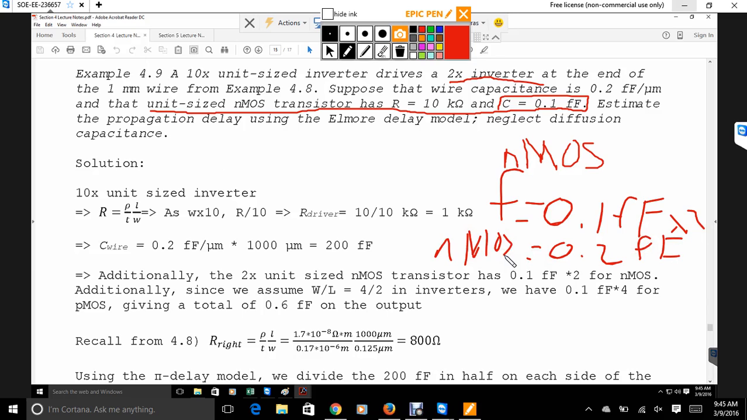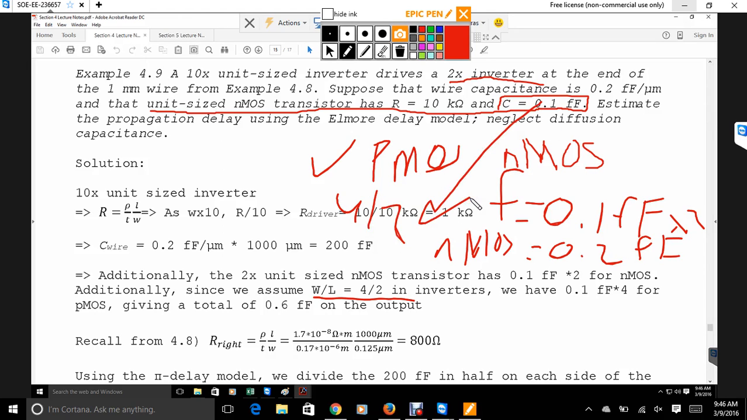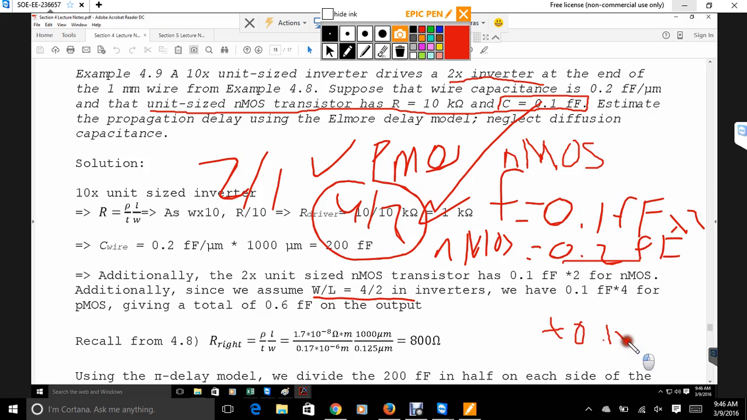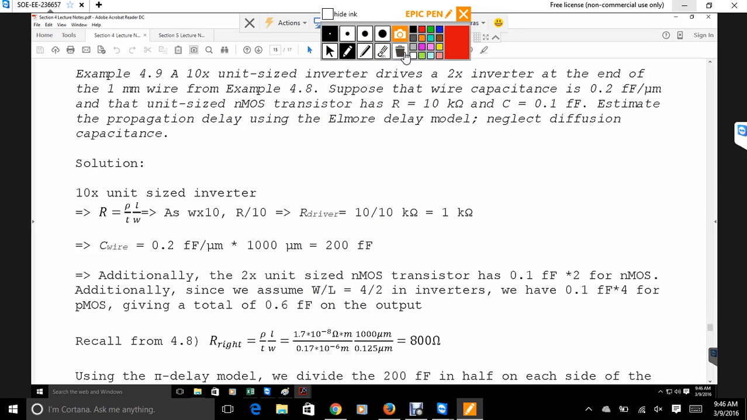And also, we have to worry about the width and length ratio, because remember the PMOS is, I'm sorry, the ratio is 2 to 1, so we multiply it by 4 by 2. So that becomes 0.1 times 2 plus 0.1 times 4, which then becomes 0.6 femtofarads on the output.